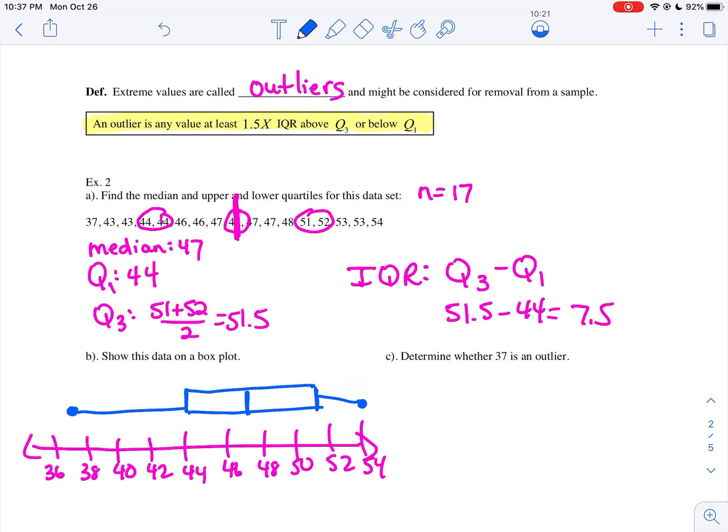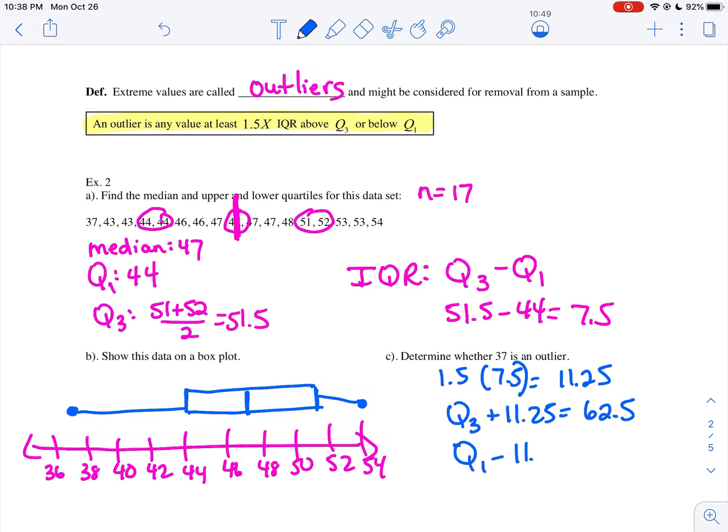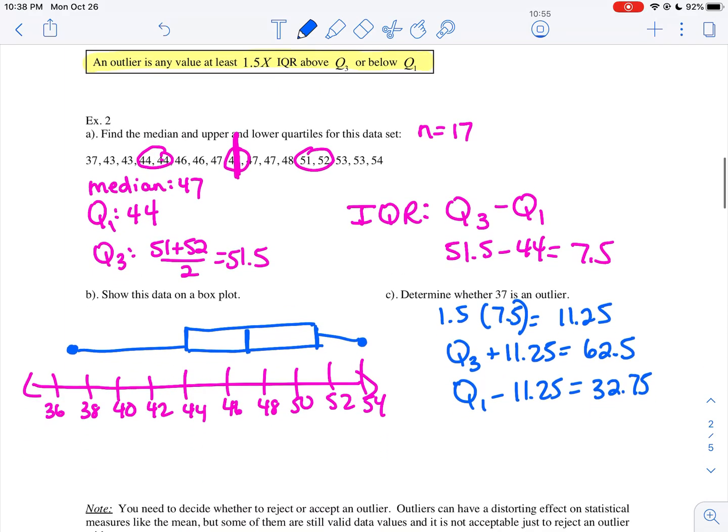All right, now it says determine whether 37 is an outlier. So we're going to go right here, and an outlier is any value that's at least 1.5 times the interquartile range. So let's compute that. And then what you do is you add that value to quartile 3. So that's 62.5. So there's no values above that. And then you subtract it from quartile 1, and I get 32.75. So there were no values below 32.75, so there are no outliers here.